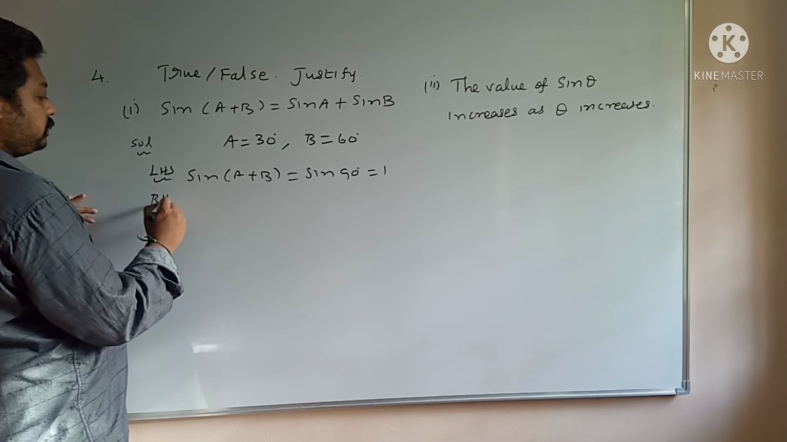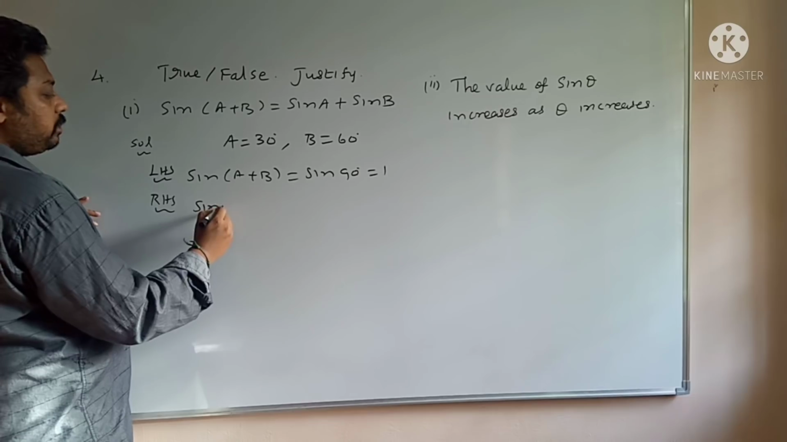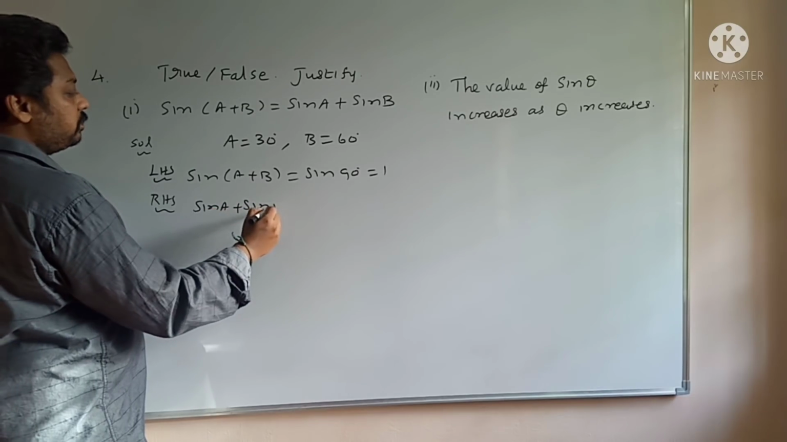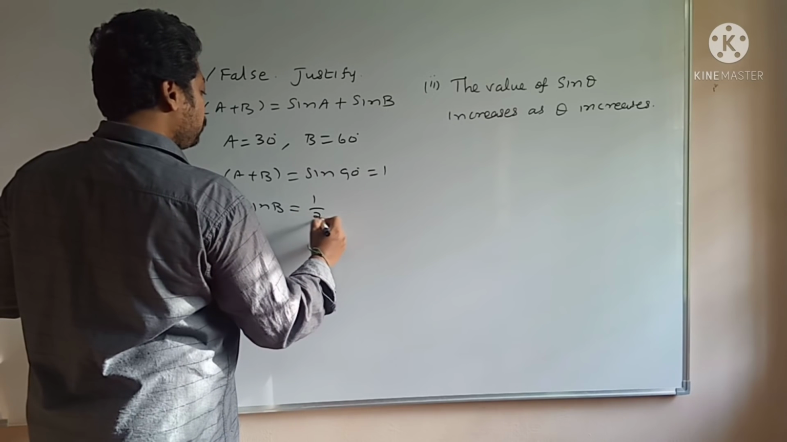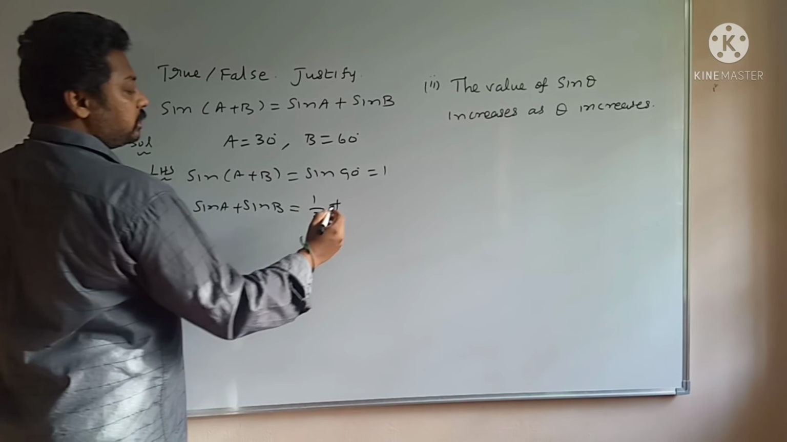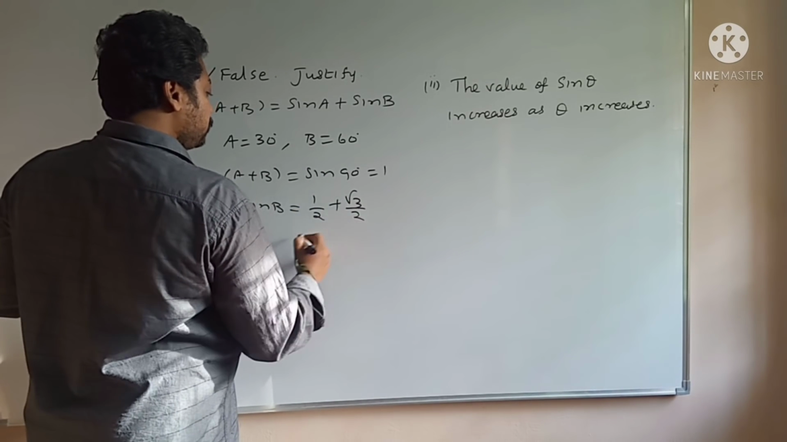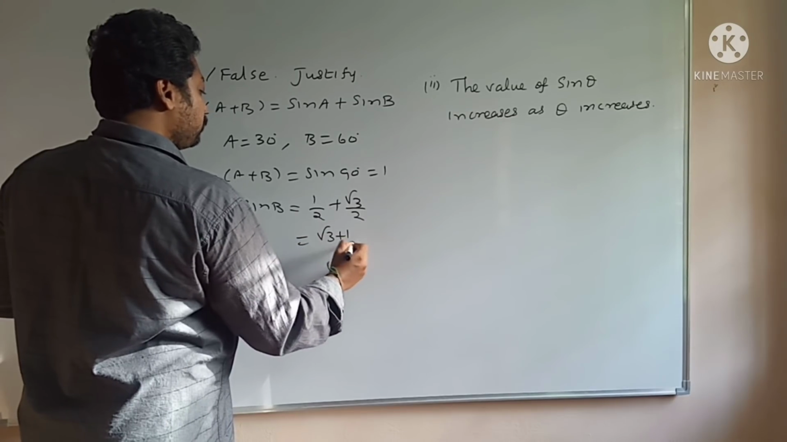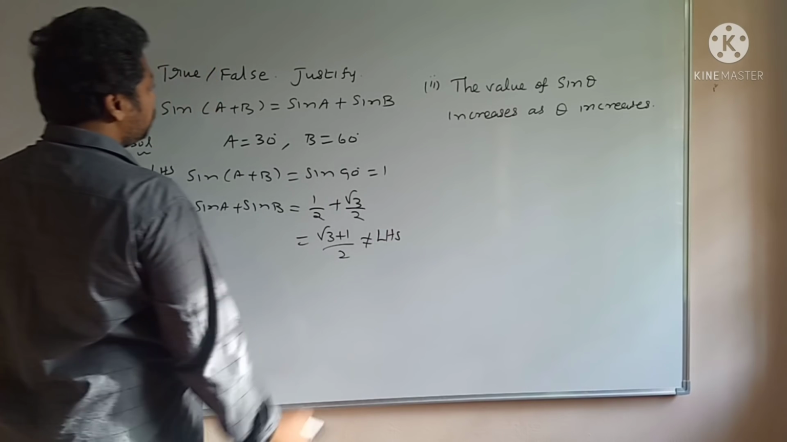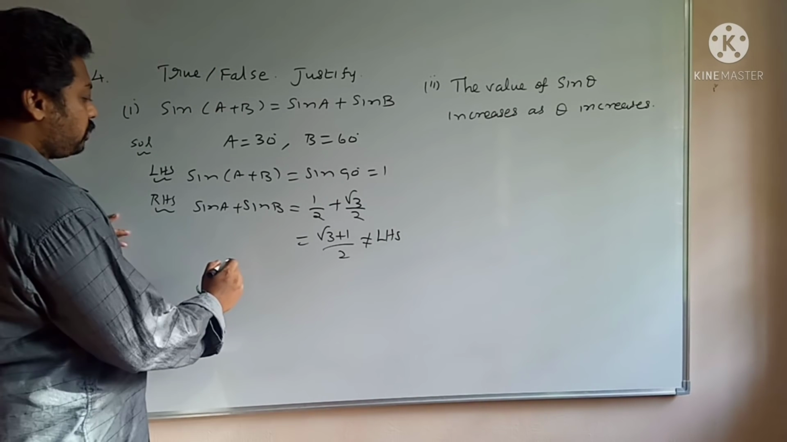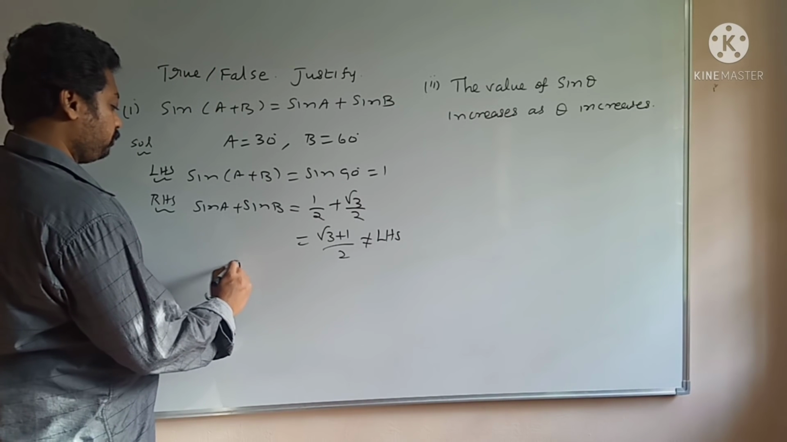So take the RHS. So sine A plus sine B. So what is sine A? Sine 30, it is 1 by 2, plus sine B, it is sine 60, root 3 by 2. So that is equal to root 3 plus 1 by 2. That is not equal to LHS. So therefore the first statement is not true. Okay.